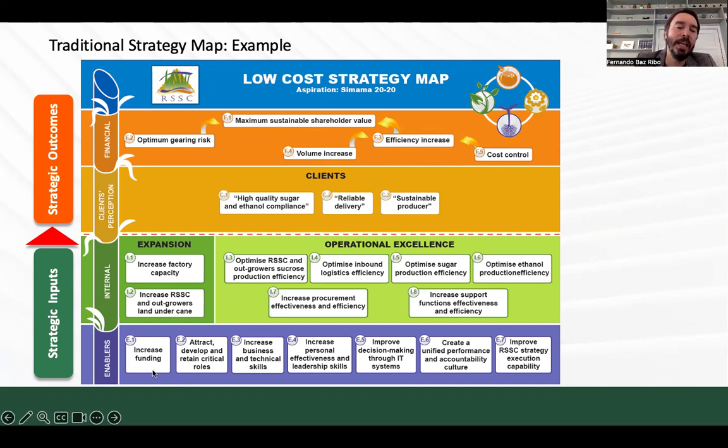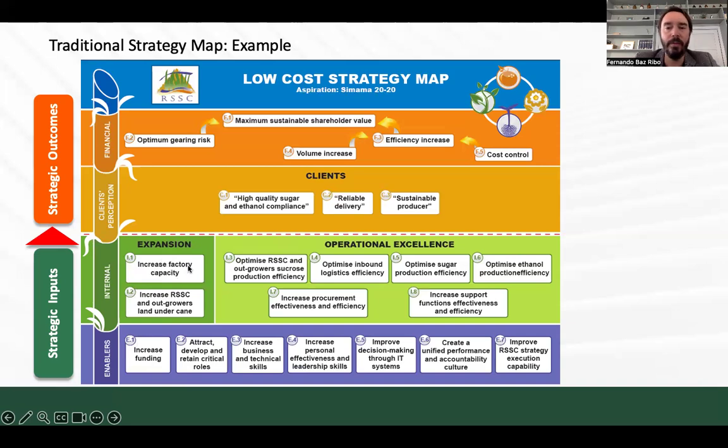You can also see the cause and effect relationship here, because as you may imagine, this factory expansion and the land expansion was very intensive in terms of CapEx. So increasing funding was a very important strategic enabler. We were talking about in the order of magnitude of 1.5 billion rands. So obviously you can see the cause and effect, right? So if you are not able to increase the funding, you won't be able to fund this expansion.